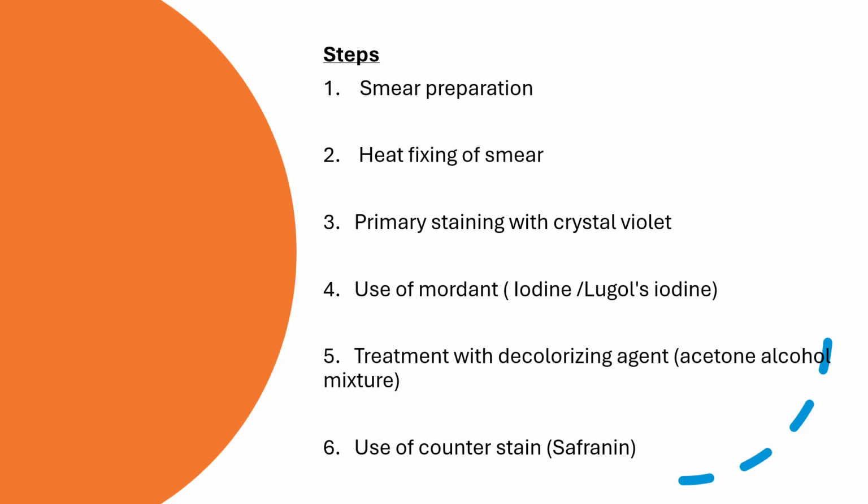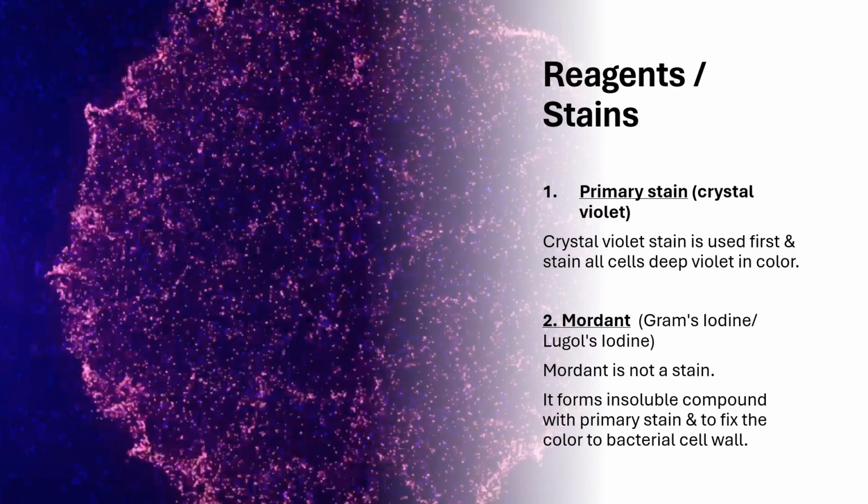So next, coming to the steps involved in gram staining method. There are mainly 6 steps involved in gram staining method. First one is the smear preparation, or that is the slide preparation. Then second one, heat fixing of the bacterial smear. Third step, primary staining with crystal violet. Fourth one, use of a mordant, that is iodine or Lugol's iodine solution. Fifth step is treatment with a decolorizing agent, that is acetone alcohol mixture. And finally, using a counter stain, that is safranin. These are the steps involved in gram staining method.